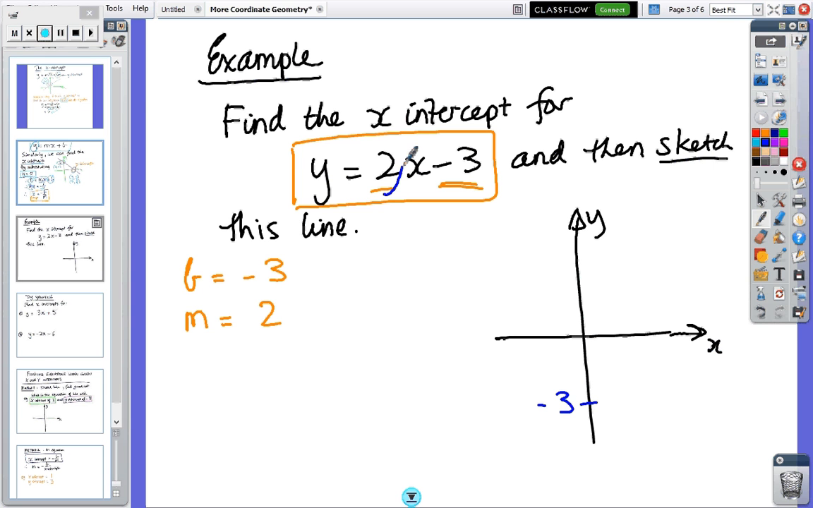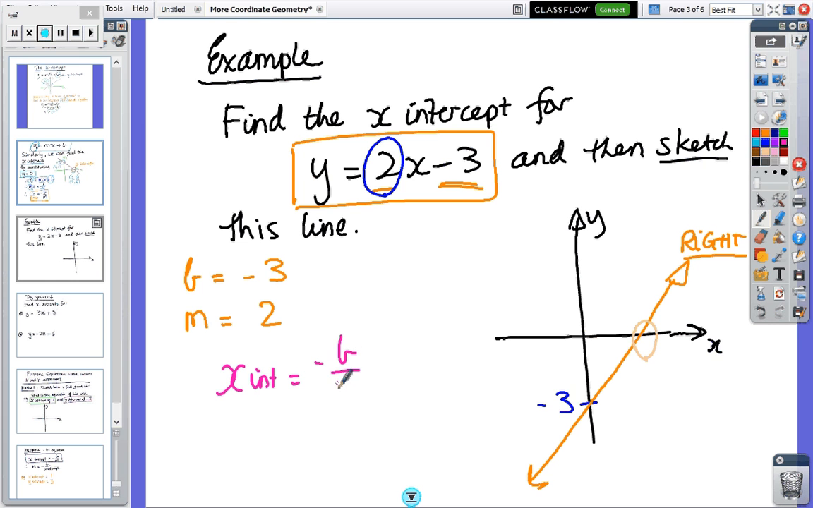Now, I know that it's a positive gradient, so even without thinking too hard, the line has to go up to the right. So what we're going to do is work out what the value of that x-intercept is. Using that formula, the x-intercept equals minus b over m. So there's b, and it says change the sign, so minus 3 becomes plus 3, and m is 2. You could write that down as a mixed number if you like mixed numbers, but that value there is 1.5. And we're done.